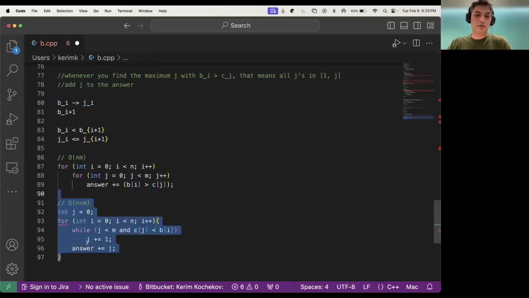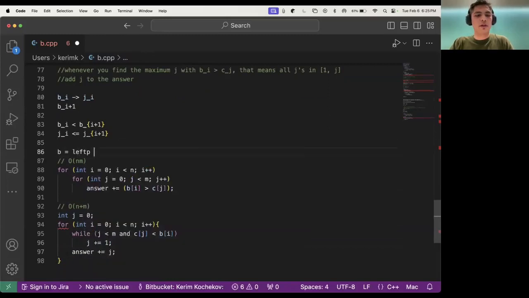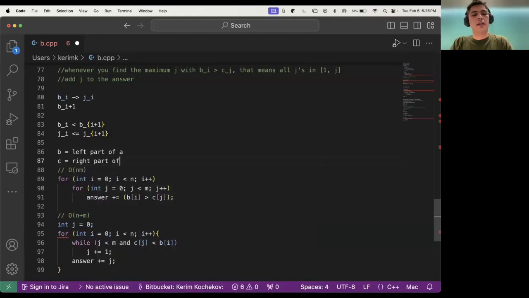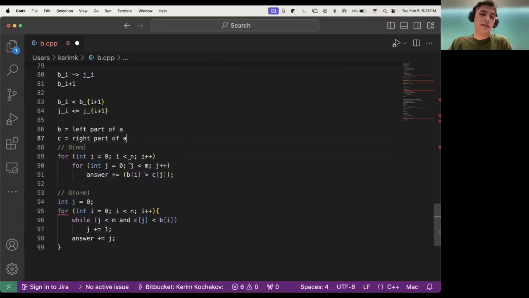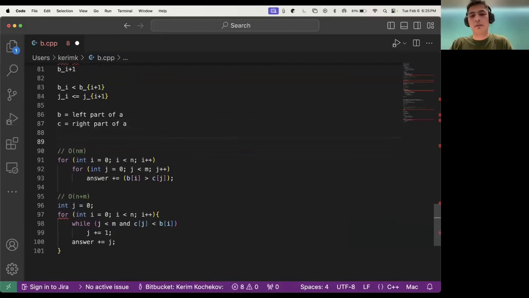This is a drastic improvement, and we can use it in our solution for counting the number of inversions. So here B would be the left part of A, and C would be the right part of A. The important part here is that we assume B and C are sorted, and that is where the merge sort idea comes in. We need B and C to come already sorted. Otherwise, we might need extra effort to sort them using some existing sorting algorithms.